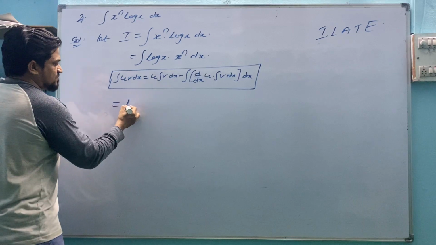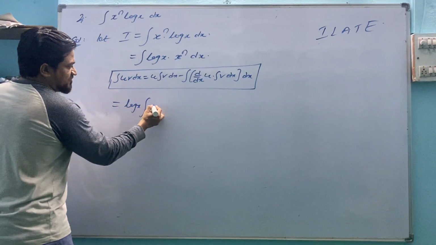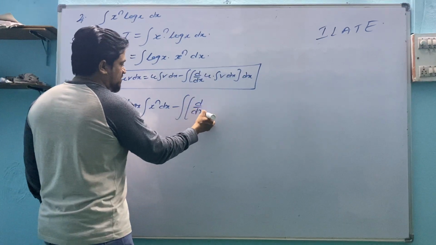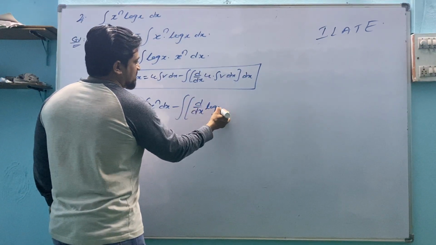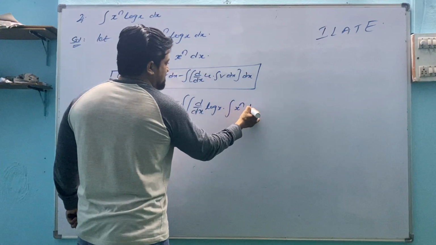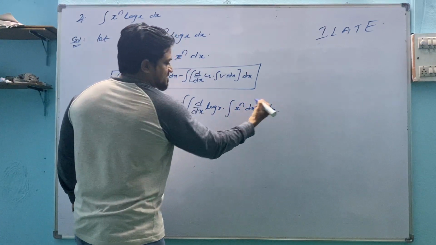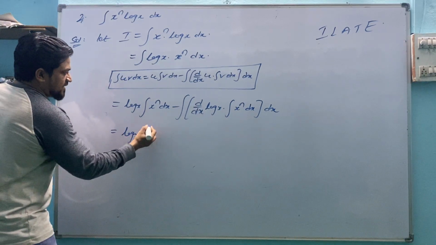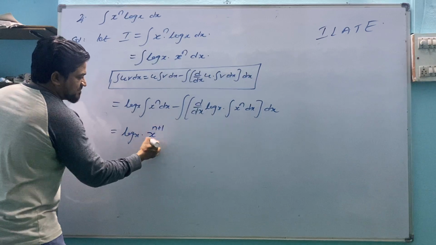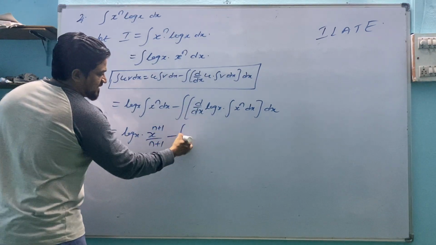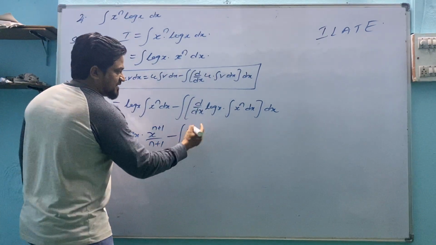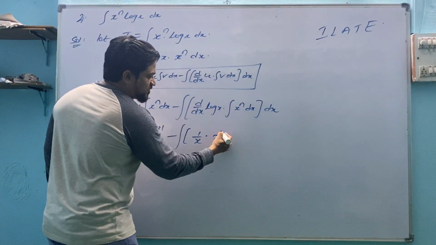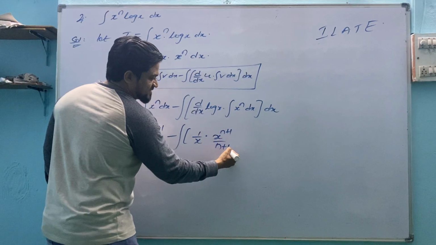So this is u integral v dx minus integral bracket d by dx of u into integral v dx bracket close dx. So this one, log x is there. x power n integral is x power n plus 1 by n plus 1, minus integral bracket d by dx of log x is 1 by x. x power n integral is x power n plus 1 by n plus 1. Don't write c.